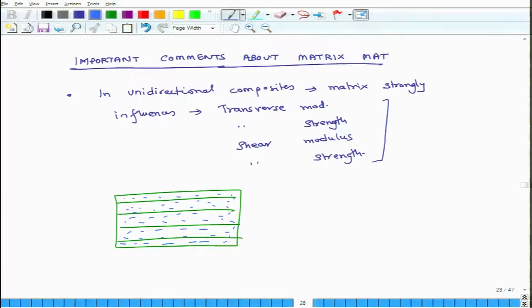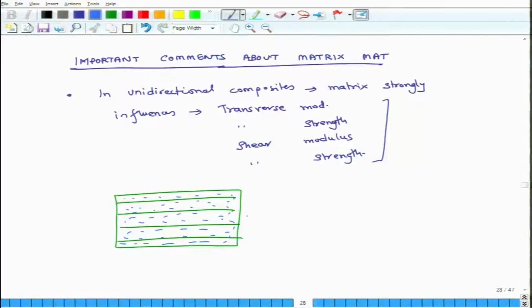Now, typically the Young's modulus of fibers is very large compared to that of matrix, and also the tensile strength of fibers typically is very large compared to that of matrix. So, if I pull this composite in this direction, and let us say I apply Fx, then it will be the fibers which will decide how much extension the composite is going to experience, because the fibers are much stronger and much stiffer than matrix.